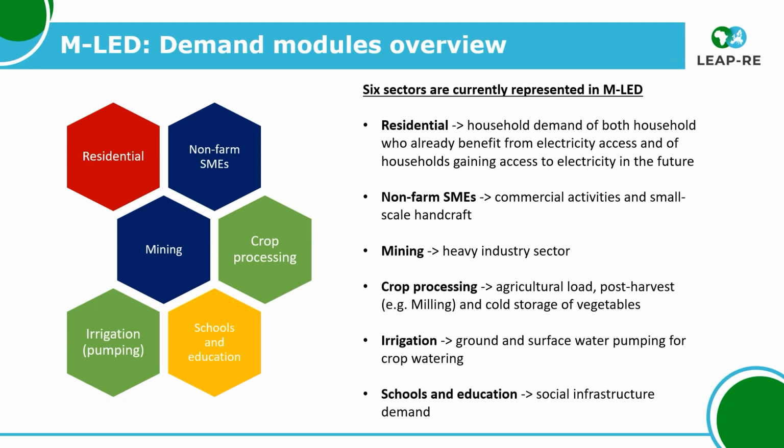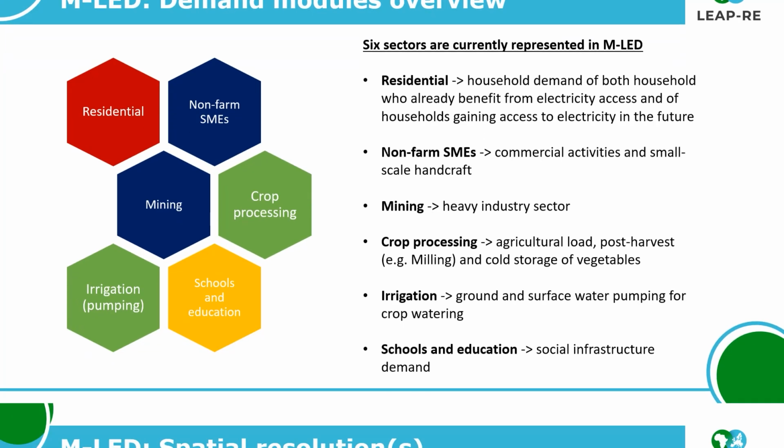Six main sectors are represented in the MLED. From the residential sector, both households with current electricity access and households with latent demand, so without access, that will gain access in the future. So separately, these are represented. And then in terms of commercial and entrepreneurial activity, non-farm SMEs, mining in terms of heavy industry, crop processing and irrigation for agricultural productive uses, and school and healthcare as social infrastructure sectors. These are represented separately as different modules of the model to estimate demand in different sectors in human settlements at cities, towns, and provinces.